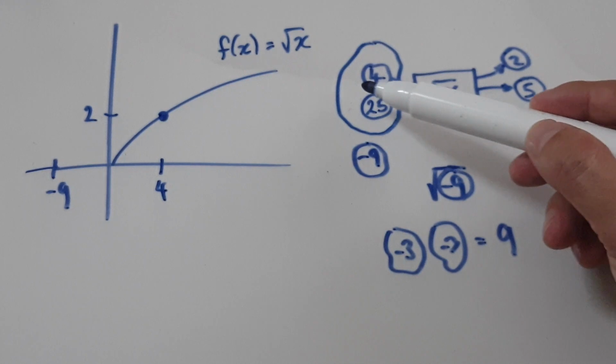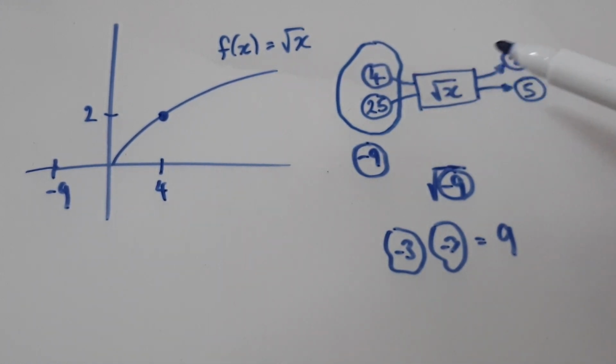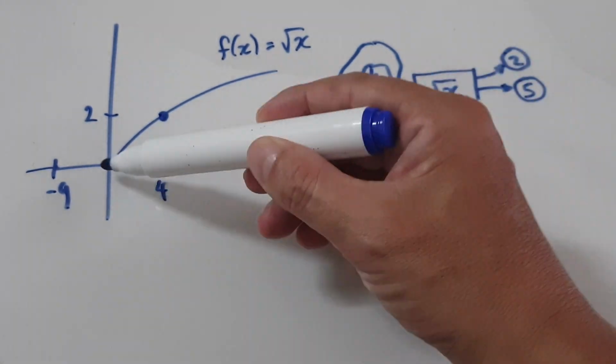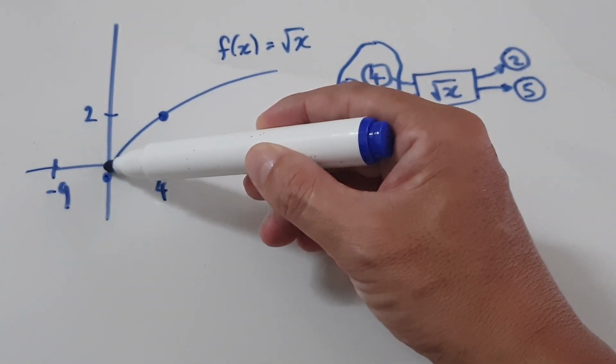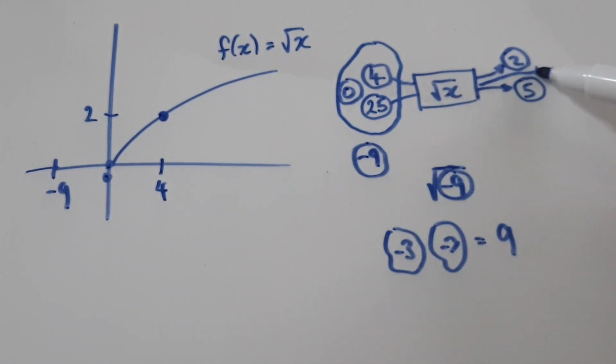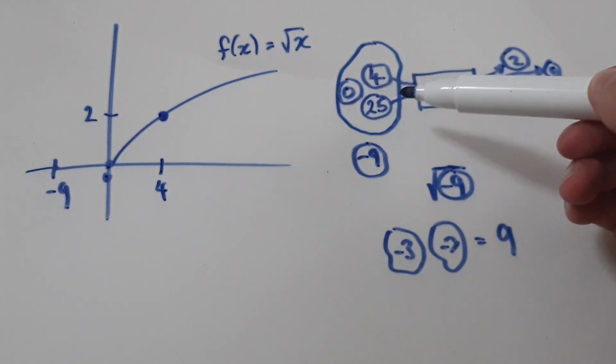Your domain is what you can put into the machine without the machine breaking down. For example, you can actually put 0 into the machine. 0 is right at the origin. The square root of 0 is 0, so we spit out the number 0. You see, 0 is in the domain.